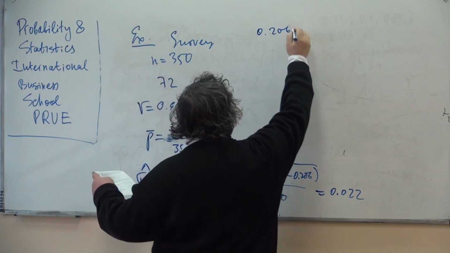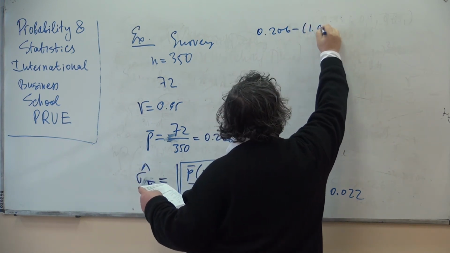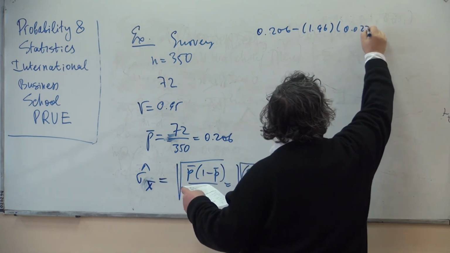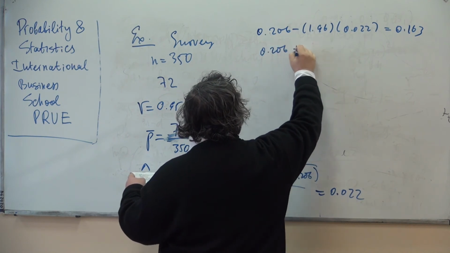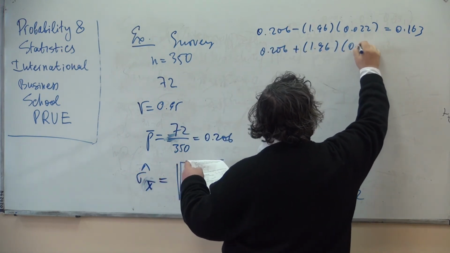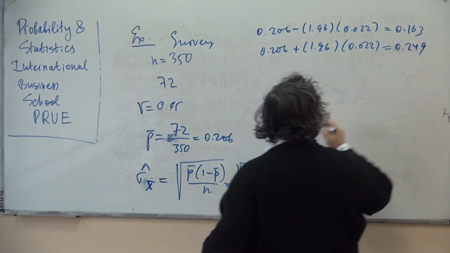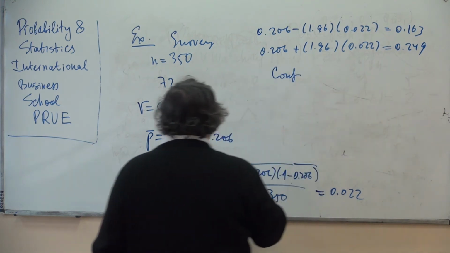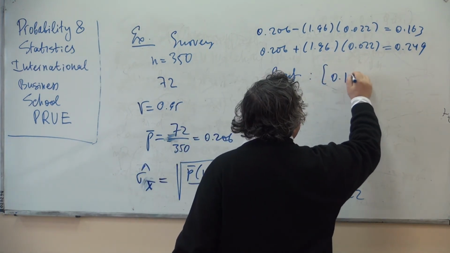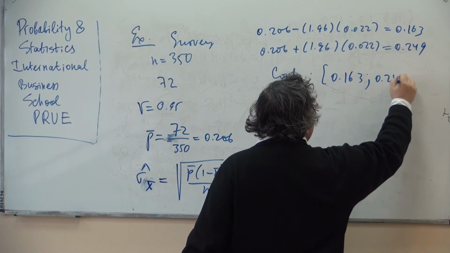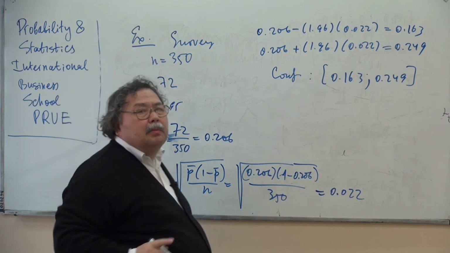Okay, and let me continue here. The boundaries of the confidence interval: 1.96 times 0.022 is equal to 0.249. So the confidence interval at this confidence level 0.95 is 0.163 to this.